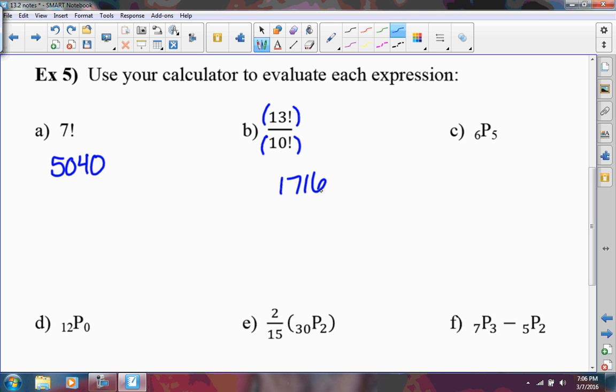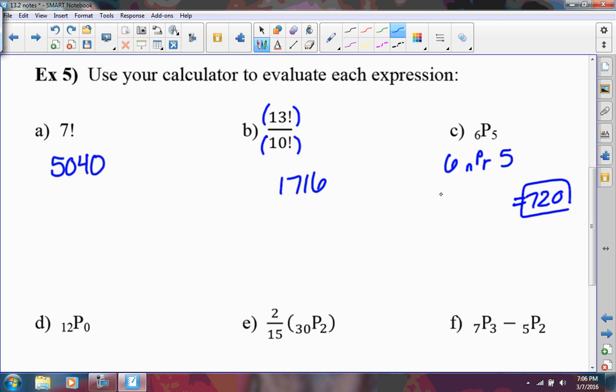And then for this 6 permutation 5, you can, again, do this by hand if you would like. I mean, the directions say use your calculator, so we're trying to get you to type it into your calculator. Usually in the calculator, you have to do the 6, and then you have to do the little P button. And I think they have the NPR, the N and the R on the little button, and then you would type the 5. And then when you type that into your calculator, it should give you 720.